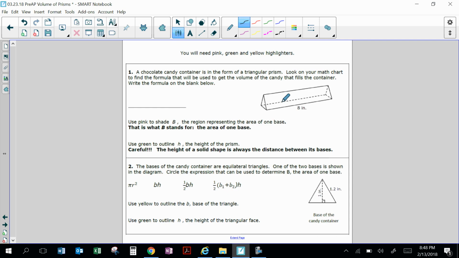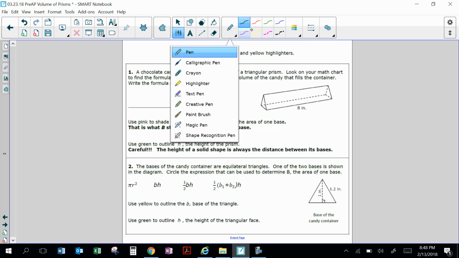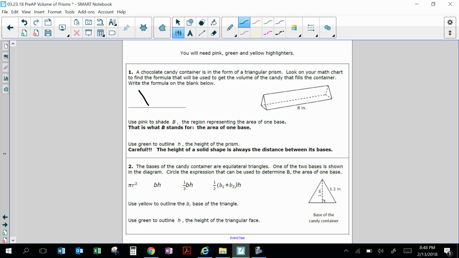A chocolate candy container is in the form of a triangular prism. Look on your math chart to find the formula that will be used to get the volume of the candy that fills that container. Write the formula on the blank below. So the formula is V equals capital B H. If you look at your formula chart, it will say to find the volume of a prism, you multiply: volume equals big B times H.